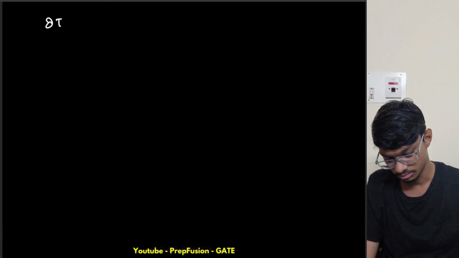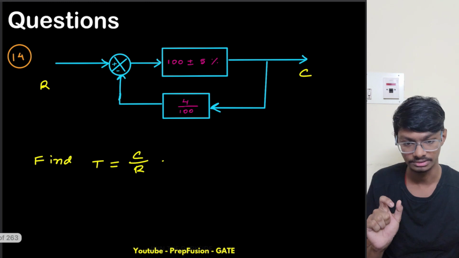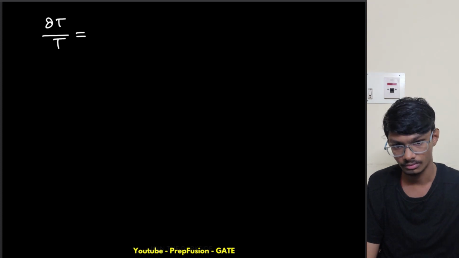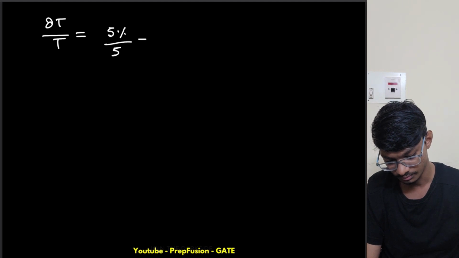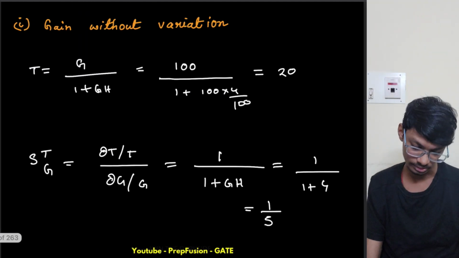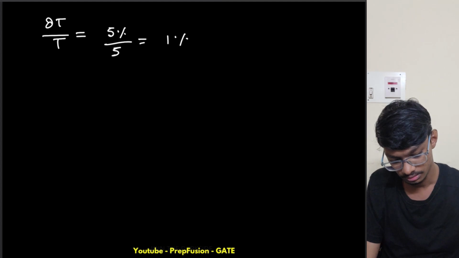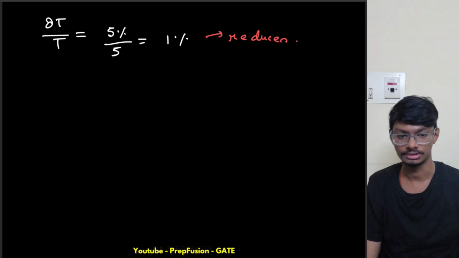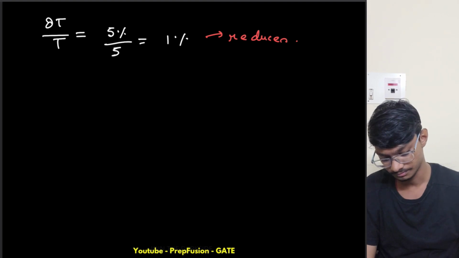Okay, so del t upon t will be equal to del g upon g multiplied by 1 by 5. So this is 5%, so it will be 1%, right? 5% by 5 will be 1% only. Okay, so again we can see that this reduces, right? This reduces.